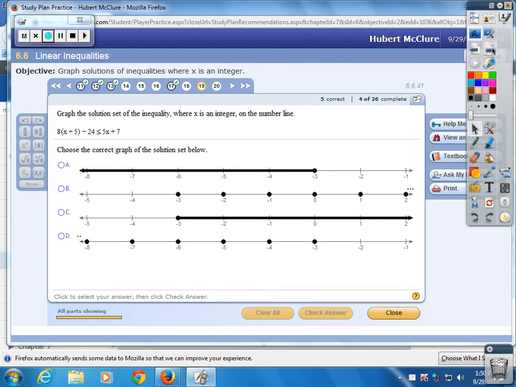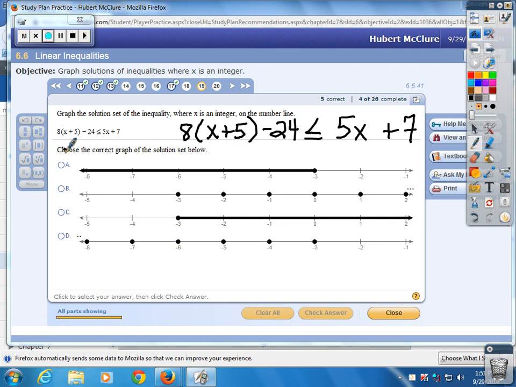All right, I'm going to let y'all do this one all by yourself. It says, 8 times x plus 5, minus 24, is less than or equal to 5x plus 7. So do that one.